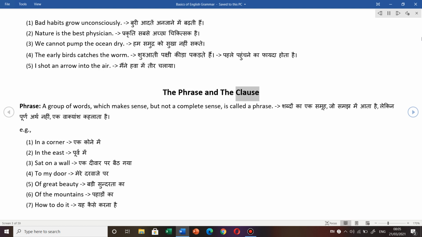The phrase and the clause. Phrase: a group of words which makes sense, but not a complete sense, is called a phrase. For example, in a corner. In the east. Sat on a wall. To my door. Of great beauty. Of the mountains. How to do it.